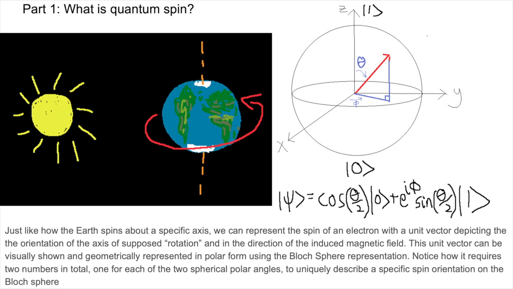Just like how the Earth spins about a specific axis, we can represent the spin of an electron with a unit vector depicting the orientation of the axis of supposed rotation and in the direction of the induced magnetic field. This unit vector can be visually shown and geometrically represented in polar form using the Bloch-sphere representation. Notice how it requires two numbers in total, one for each of the two spherical polar angles, to uniquely describe a specific spin orientation on the Bloch-sphere.